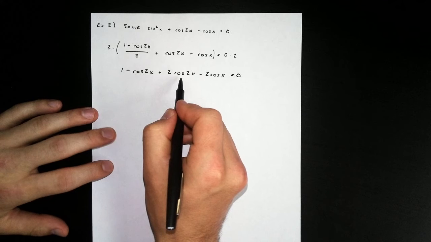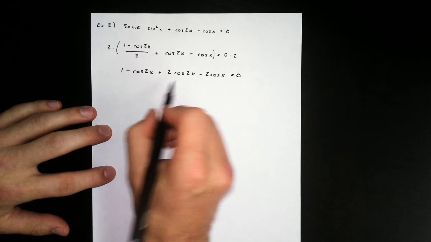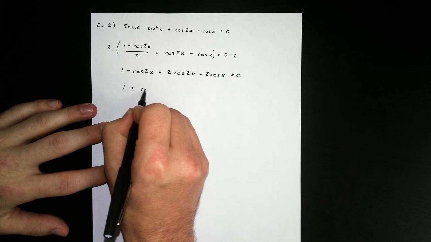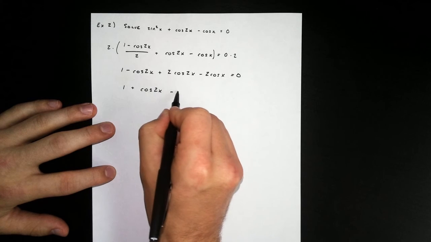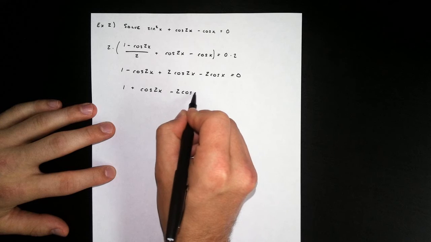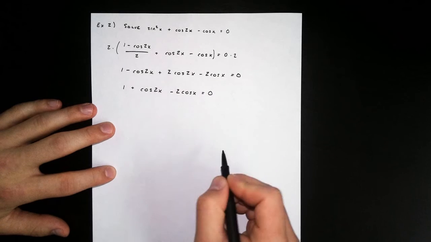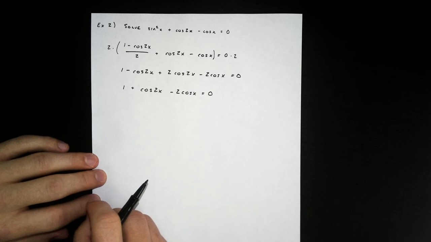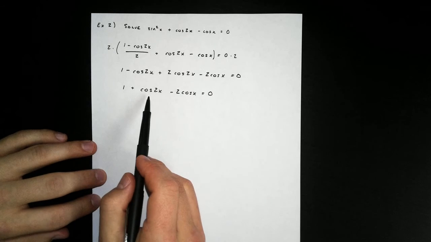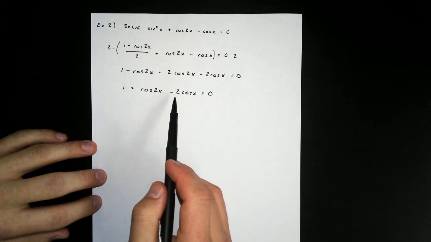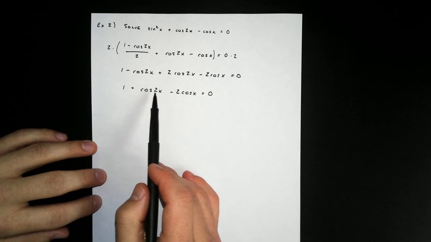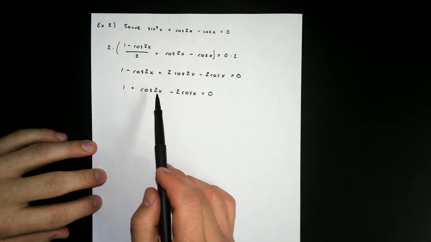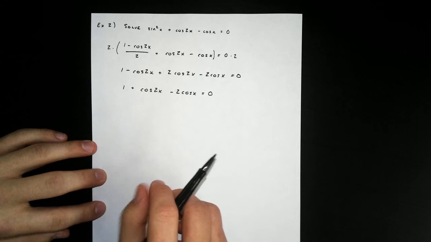Now we can combine these like terms together. So minus 1 plus 2. Here we have 1 plus the cosine of 2x minus 2 cosine of x is equal to 0. Great. So this is all in cosine still. However, the cosine of 2x and the cosine of x don't necessarily work together too nicely. They're not like terms, you can't combine them together.